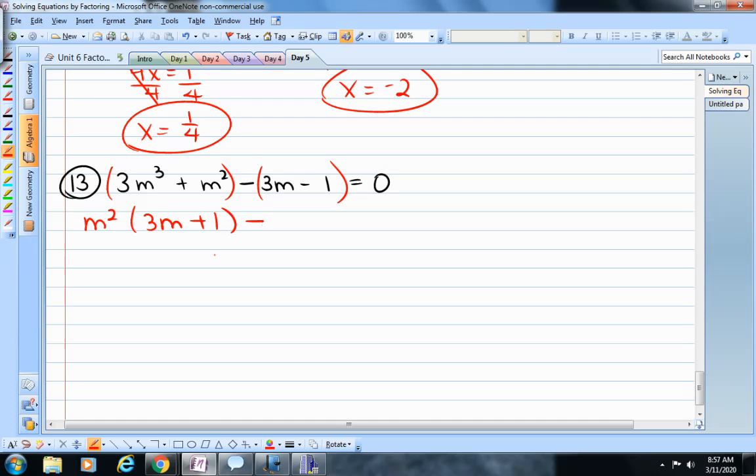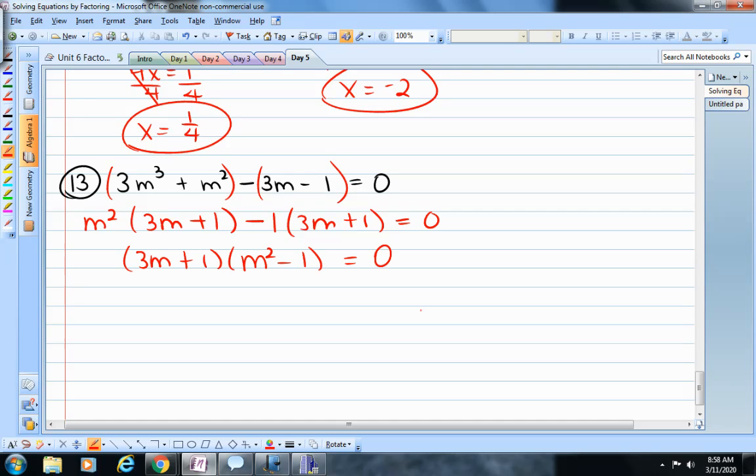And what's our GCF in the next group? Just 1. Now this is a negative 1 though, so you're going to do opposite signs. So what multiplies times negative 1 to get negative 3M? Positive 3M. What multiplies times negative 1 to get negative 1? Positive. And if you get confused on this, know that they're supposed to be exactly like that one, right? That's kind of the cheating way, but you get it right. Equals 0. So what are my factors? 3M plus 1 and M squared minus 1 equals 0.